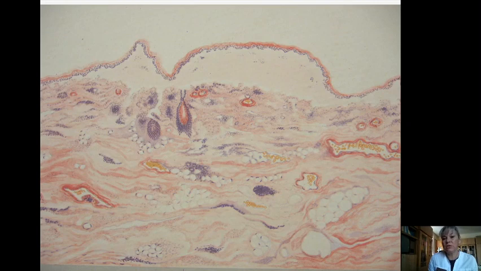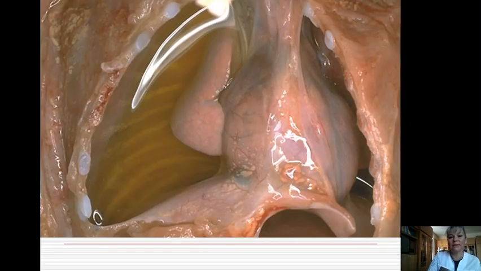Histologically, we see accumulation of liquid and single cells. In this photo, you can see serous inflammation, serous fluid. This fluid looks like a transudate.